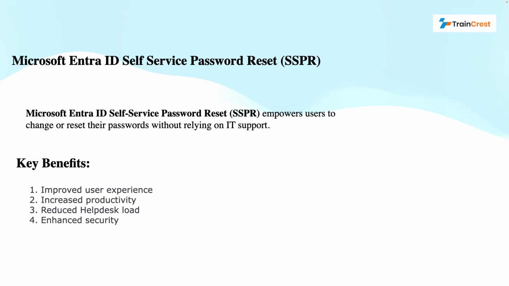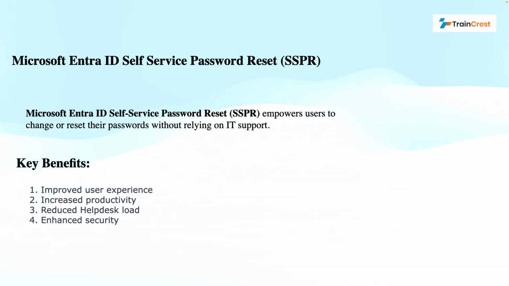Entra ID self-service password reset is initiated by the users when they forget their password, and then they use authentication methods to verify their identity with the help of multi-factor authentication methods like SMS, email, or the Authenticator app from Microsoft. So using these multi-factor authentication methods or second factor authentications, they prove their identity and recover their account. Once their password has been reset, they can use that account.